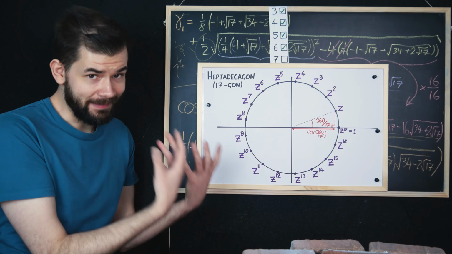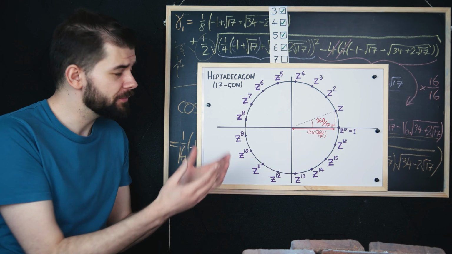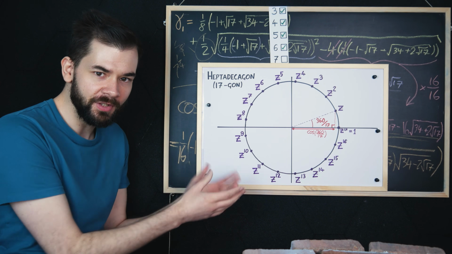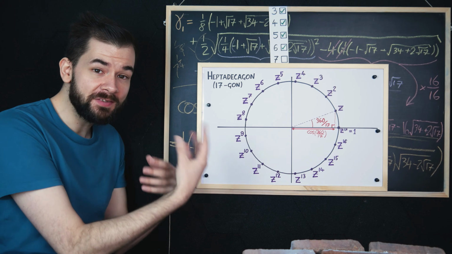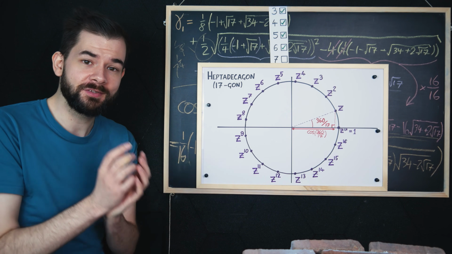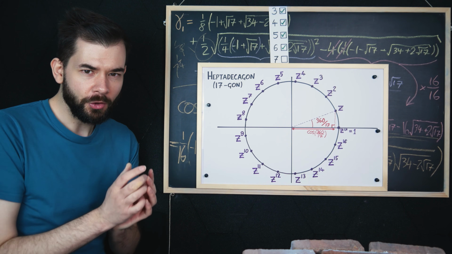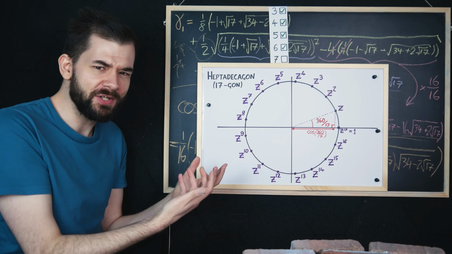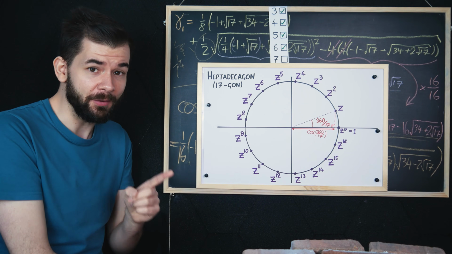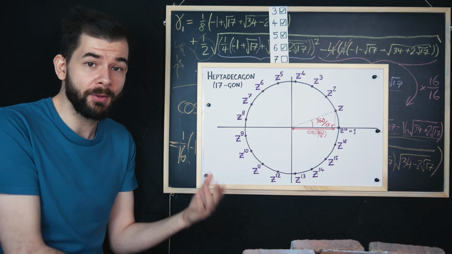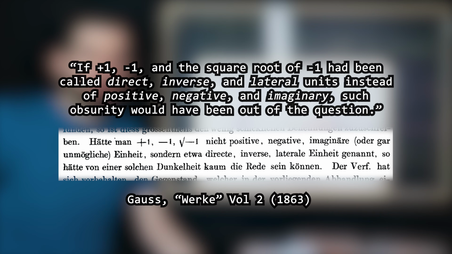Obviously, Gauss was exceptionally talented, but for me, it was the acceptance of complex numbers and the willingness to play with greater levels of abstraction that granted the tools to solve the problem. Complex numbers suffer a bit of a weird reputation even today, and I agree with Gauss that part of the reason is due to the moniker imaginary. If +1, -1, and the square root of -1 had been called direct, inverse, and lateral units instead of positive, negative, and imaginary, such obscurity would have been out of the question.